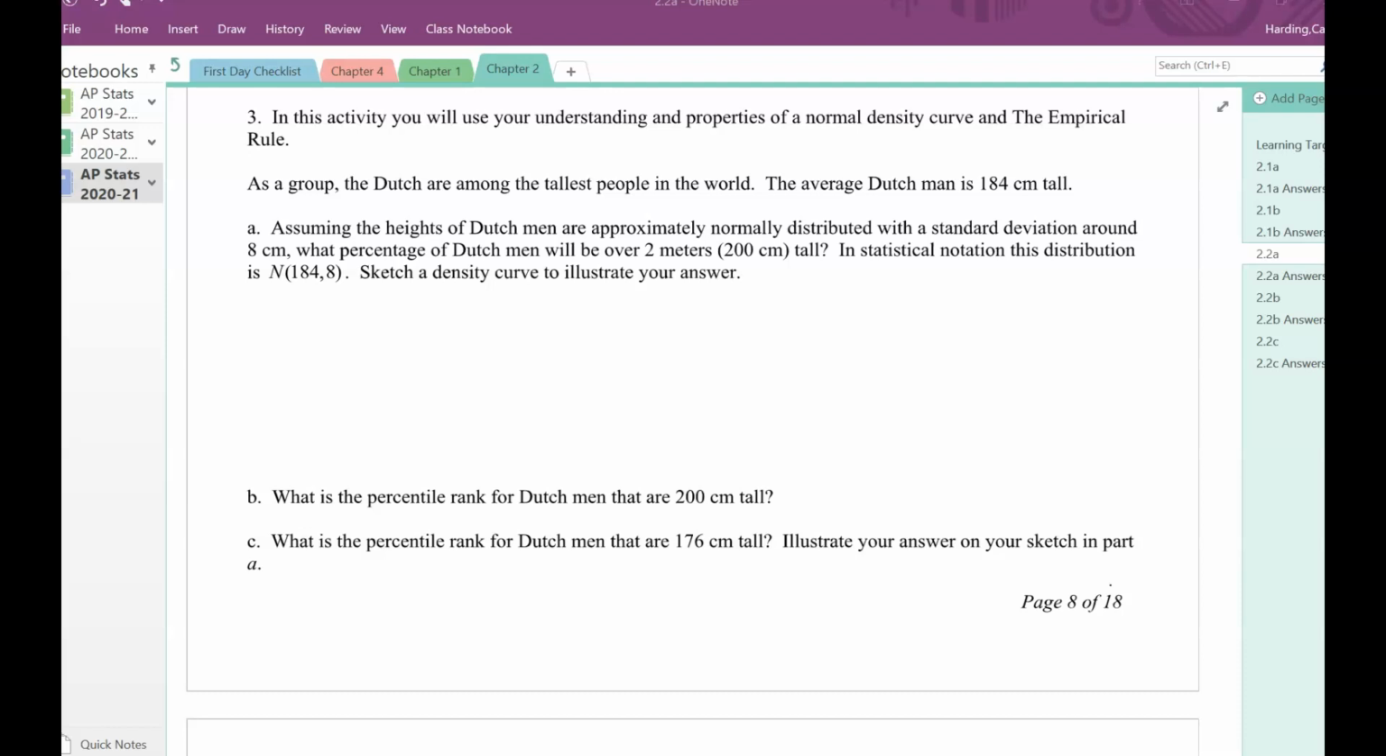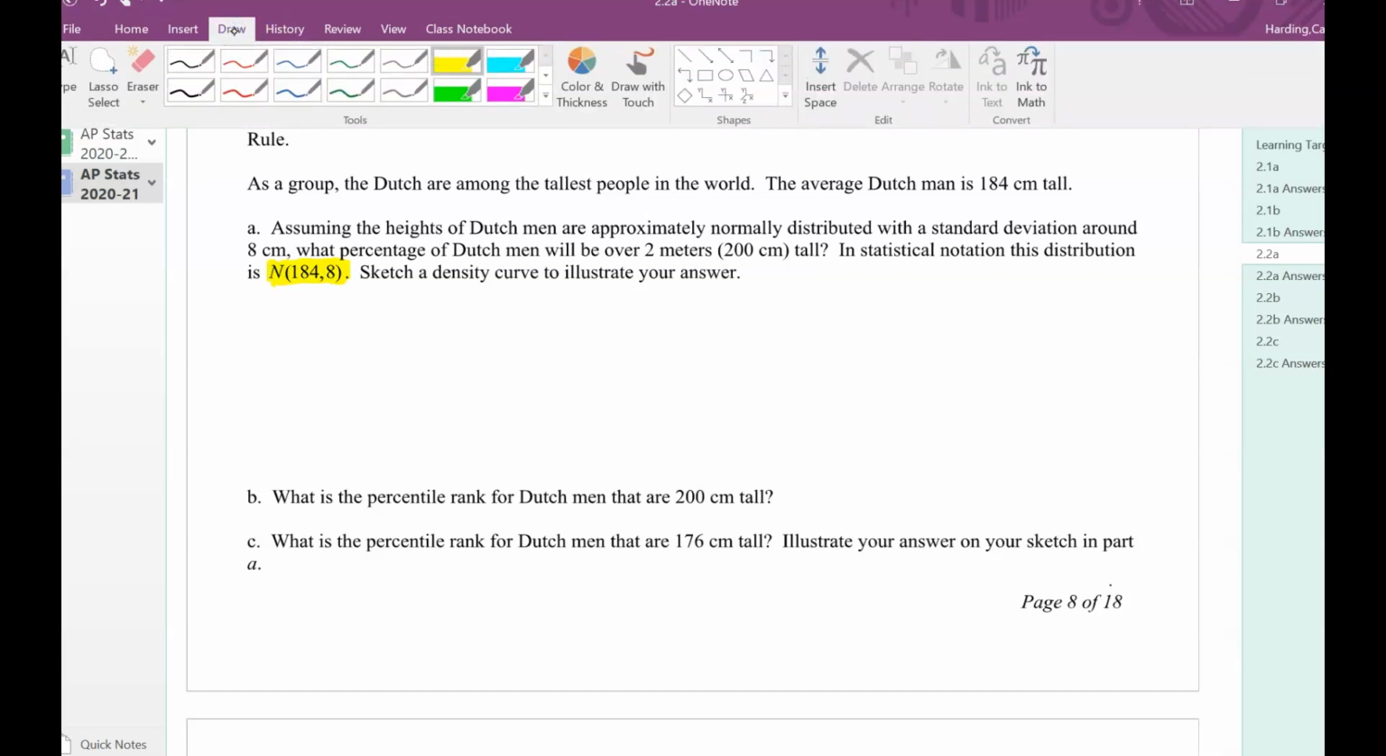It says, as a group, the Dutch are among the tallest people in the world. The average Dutch man is 184 centimeters tall. Assuming the heights of Dutch men are approximately normally distributed with a standard deviation around 8, what percent of Dutch men will be over 2 meters tall? And it even gives you a little reminder here that in notation for a normal distribution, this is what they're saying. It's a normal distribution with a mean of 184 and a standard deviation of 8. Sketch a density curve to illustrate your answer.